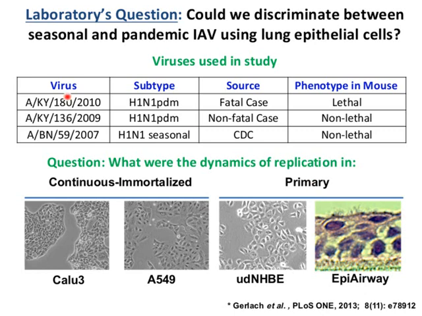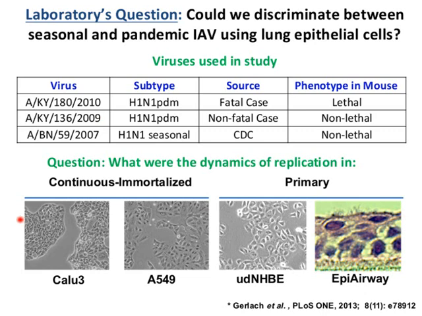I'll draw your attention to Kentucky 180 and Kentucky 136. These two isolates were isolated from Kentucky in cases where a person died, Kentucky 180, and Kentucky 136, where the patient survived. These isolates also showed the very same phenotype in mice. So we asked whether we could discriminate between these isolates using an in vitro lung epithelial model.